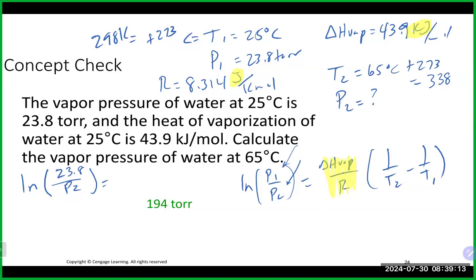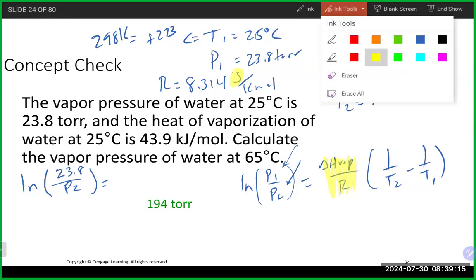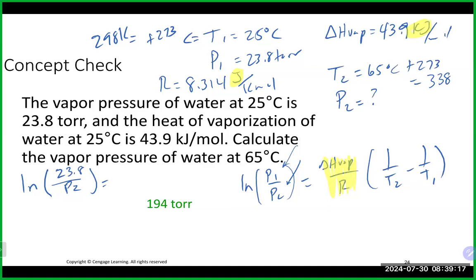So for me, I'm going to convert the delta H of vaporization by taking 43.9 and multiplying it by 1,000. That's going to convert it into joules. And I'm then going to divide it by my R, which is in joules. So everything's good in terms of units. Again, really important, that part of it, so that the units do cancel out.